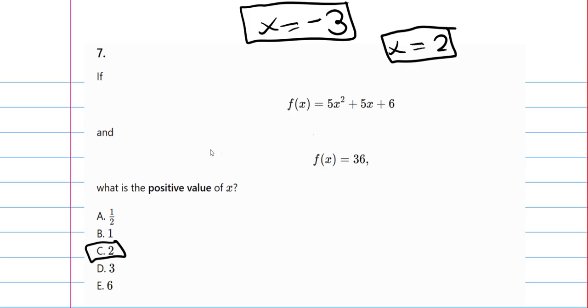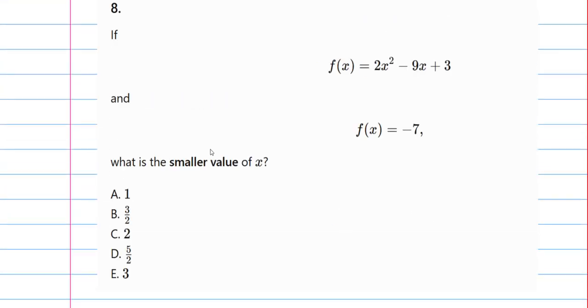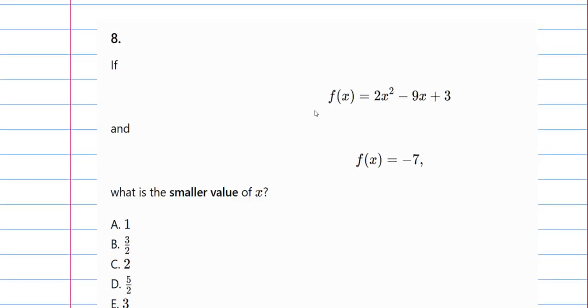Right. That's all you need to know. And next, 2x squared minus 9x plus 3. Yeah, same thing. We need to use the AC method.